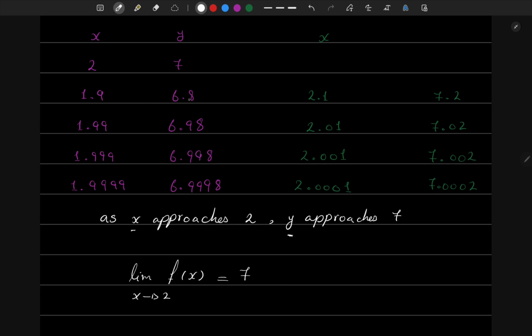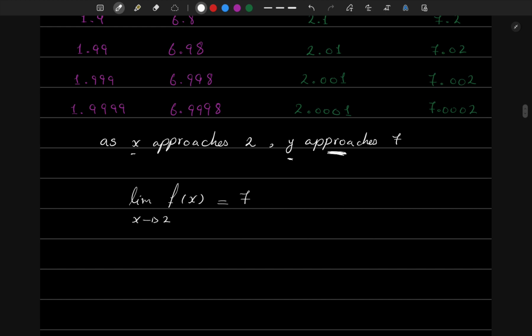Now, of course, 1.9 does not equal 7. It equals 6.8. And 2.001 does not equal 7. It equals 7.002. So that's why we say it approaches. We do not say it equals. It approaches. It comes really close. And so this is the meaning of this: as x approaches 2, y approaches 7.